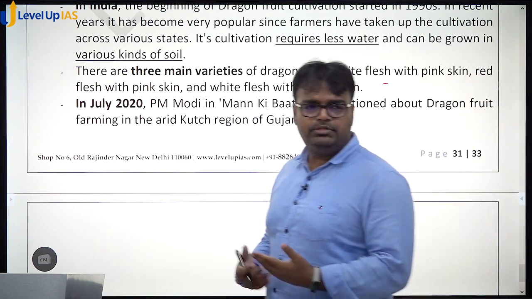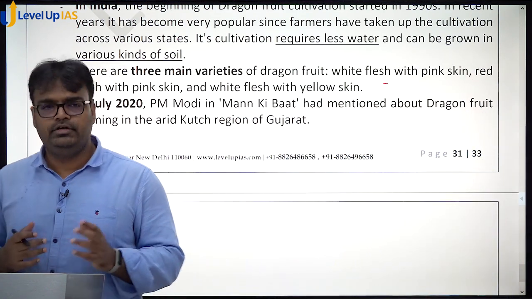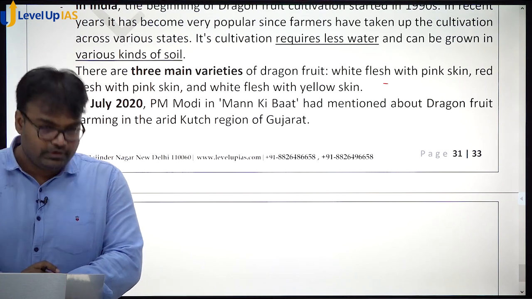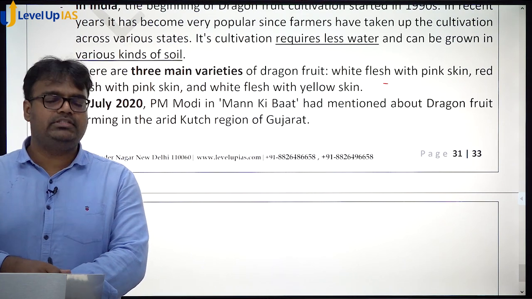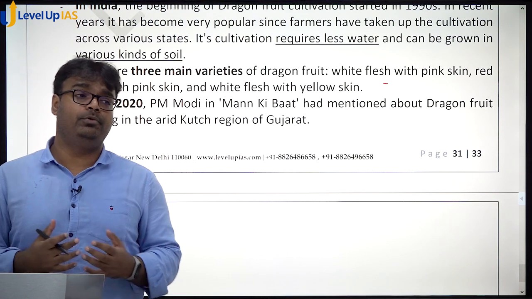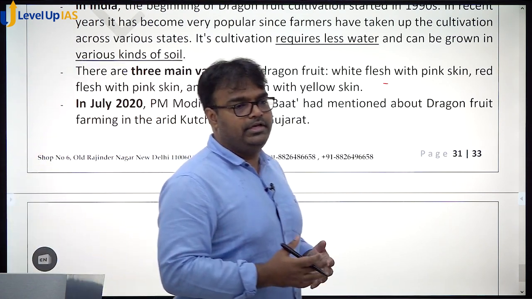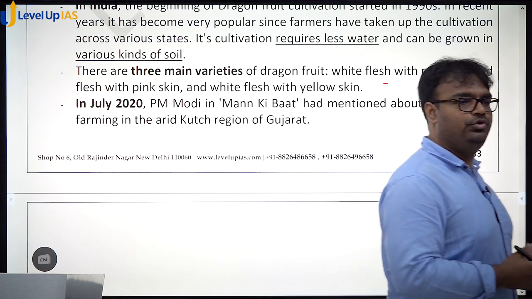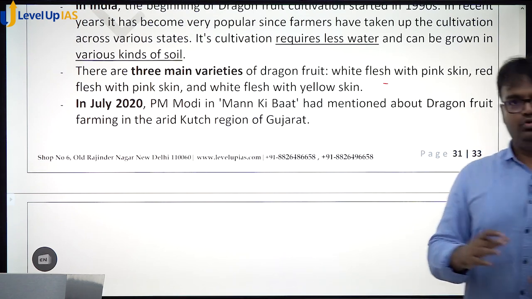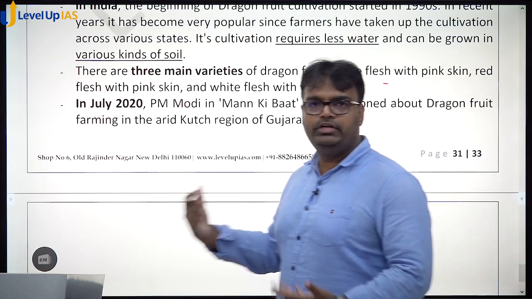So this was something related to biodiversity, which we had not covered in the previous classes. We have done it now. Please note, some things related to biodiversity or air pollution may still be there, which we may not have covered. We would do it. We'll keep doing it in the form of such updates.